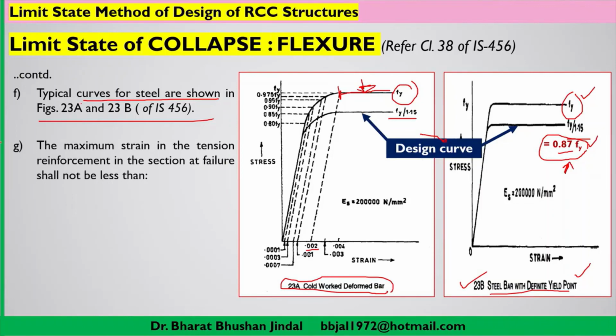Now another important assumption, that is the maximum strain in the tension reinforcement in the section at failure shall not be less than the following. Now if you see this graph, figure 23A, the strain which we have taken is 0.002. So corresponding to that strain we are getting the value of yield strength. So it is very clear that when you are taking the value of yield strength of steel fy, that will be corresponding to the strain 0.002.